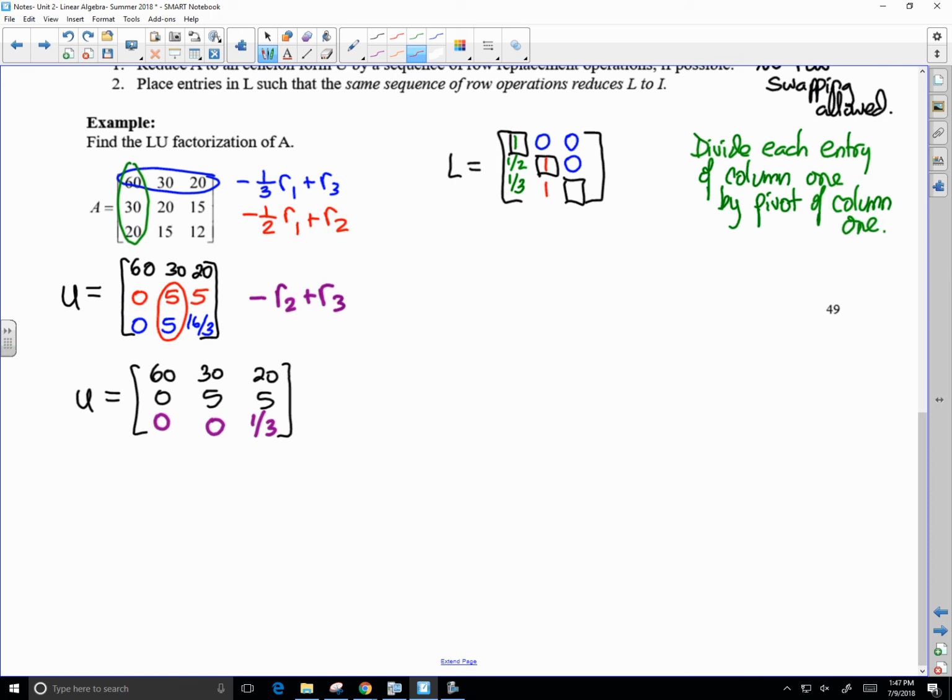Now, if I had a bigger matrix, if it were 4x4, 5x5, whatever, then I would continue the process. But I know what the pivot value is in this matrix. It's at this 1/3. So I'm going to divide the pivot value by itself now, because that's the only thing that makes sense to divide. So 1/3 divided by 1/3 is 1. All right, so I have an L, I have a U.